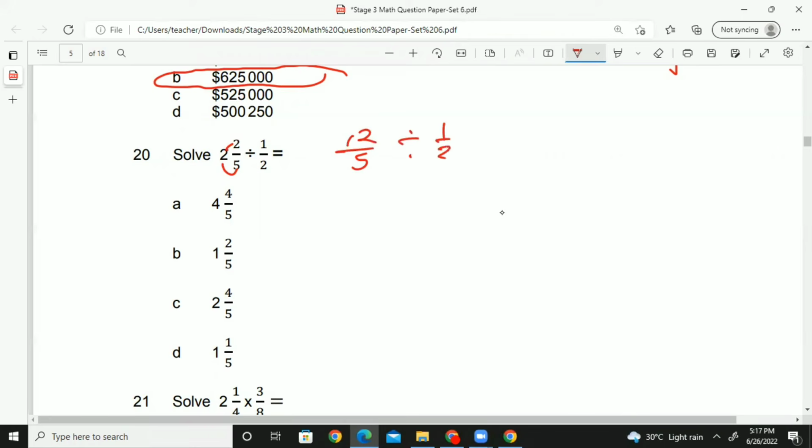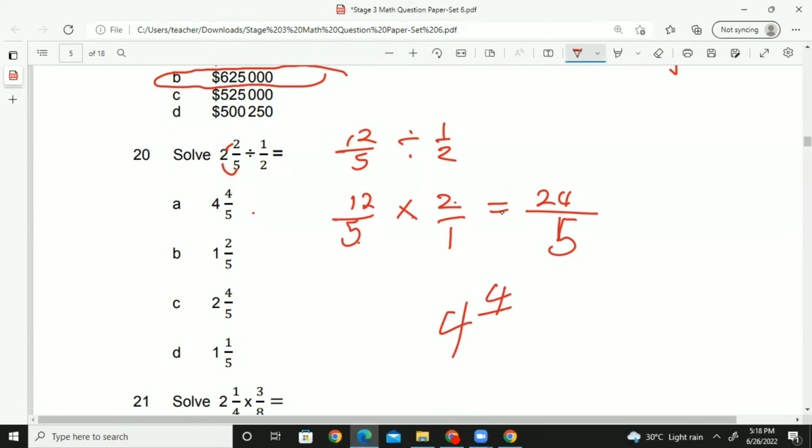Divided by a half, which really means 12 over 5 multiplied by 2 over 1. Now there is nothing to cancel, so I say 12 times 2, 24 over 5 times 1, 5, and then this will be 24 over 5. We don't see that. But how does this work out? 5 into this goes 4 times and remainder 4, so 4 and 4 over 5. We're looking for this now, and it's at the top.